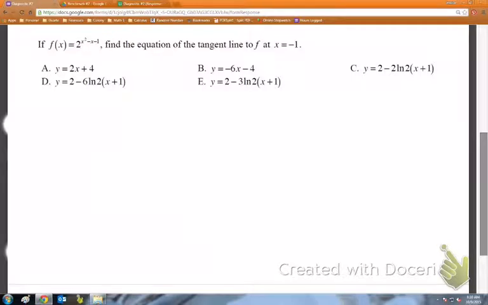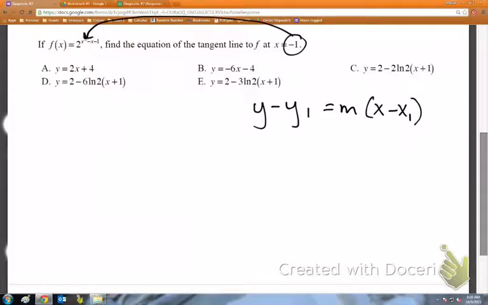So remember, the one equation we're always going to use in calculus is y minus y1 equals m times x minus x1. That's called the point slope equation. We already have our x1, right? This is the point we're concerned about. So we know that x equals negative 1. I don't know what y is yet, but I can figure out y by just plugging in negative 1 into my function.